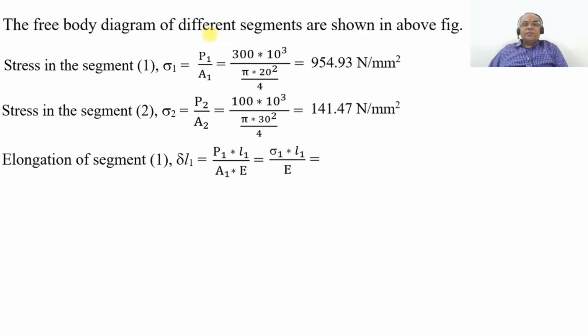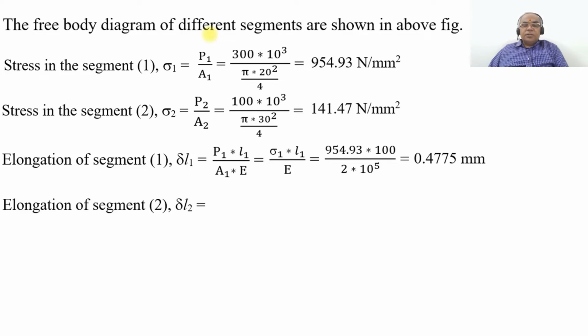So what is sigma 1? Substitute the value of sigma 1 as 954.93 into 100, that is the length of the segment, divided by the Young's modulus of the material, which is 2 into 10 to the power of 5. So on simplification, you will get 0.4775.